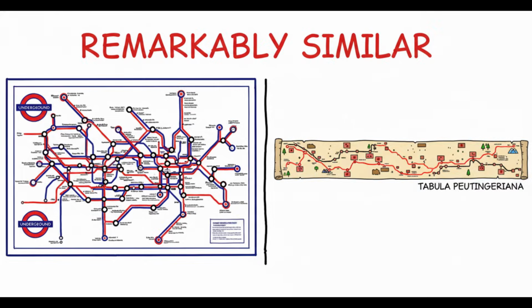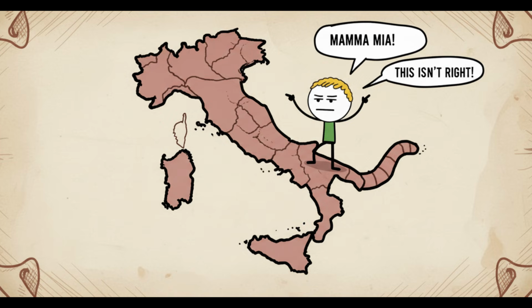Number 6. The Tabula Peutingeriana. We tend to think of abstract linear maps as a modern invention. Think of the London Underground or the New York City subway map, where the winding curves of reality are straightened out into clean lines. We assume ancient people needed literal representations of the curves of the Earth.